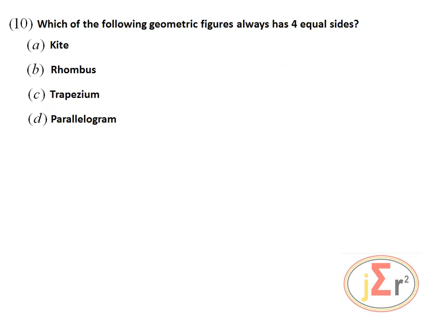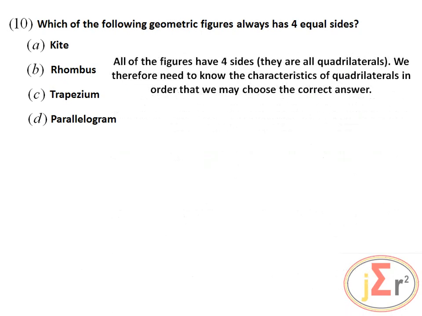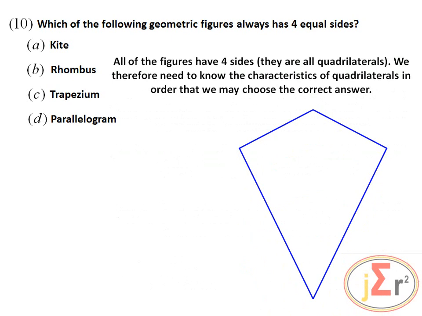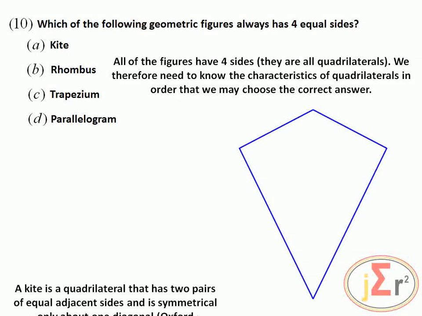Which of the following geometric figures always has 4 equal sides? All of the figures have 4 sides. They are all quadrilaterals. We therefore need to know the characteristics of quadrilaterals in order that we may choose the correct answer. So there is our first one, a kite.